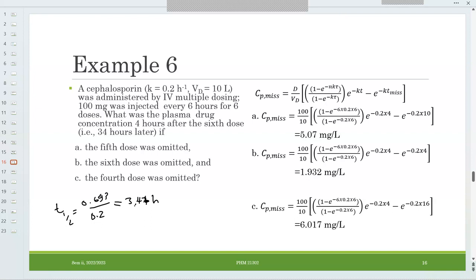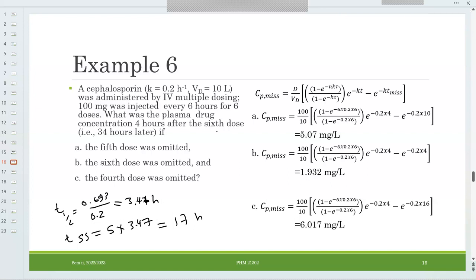Okay, so how many half-lives do we need in order to achieve steady state? We say at least 5 half-lives, so the time to steady state equals 5 times 3.47. So at least you need 17 hours to pass from the first dose in order to achieve steady state.